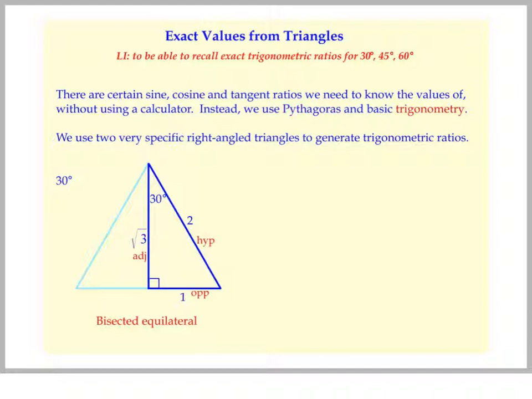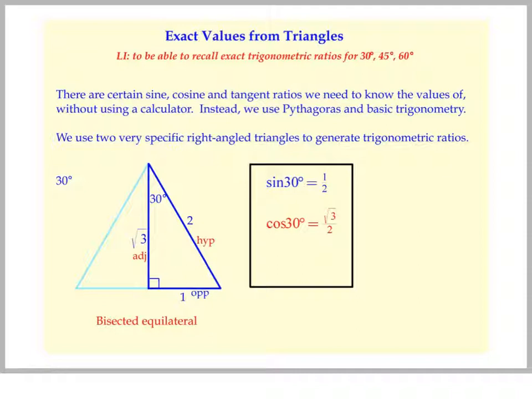Using 30 degrees at the top, our opposite side is down here. Our hypotenuse is opposite the right angle, the adjacent side is the one that's left. So, sine 30 is opposite over hypotenuse, which is 1 over 2. Cos 30 is adjacent over hypotenuse, which is root 3 over 2. And tan 30 is opposite over adjacent, 1 over root 3.